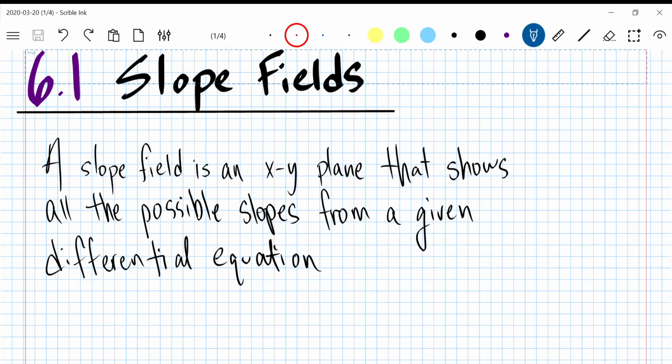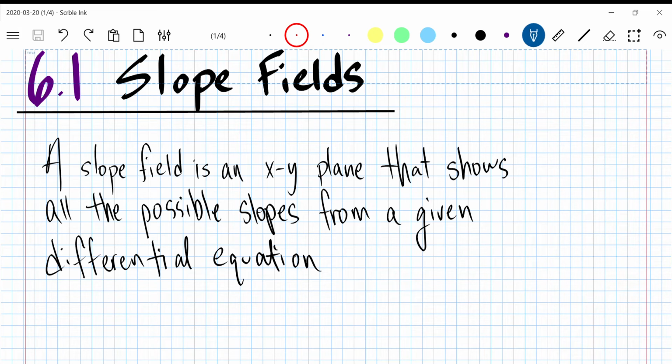Hey, welcome back. We're going to do part 2 of 6.1, which is on slope fields. I know you guys have seen slope fields before, but we really haven't talked about them very much. A slope field looks like a whole bunch of little lines on a graph. Essentially, it's all of the possible slopes from a differential equation shown on a two-dimensional graph, an XY coordinate plane. And it sounds worse than it actually is.